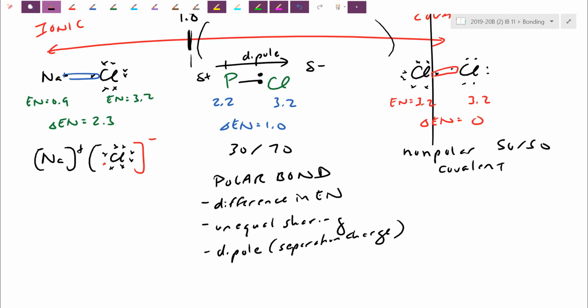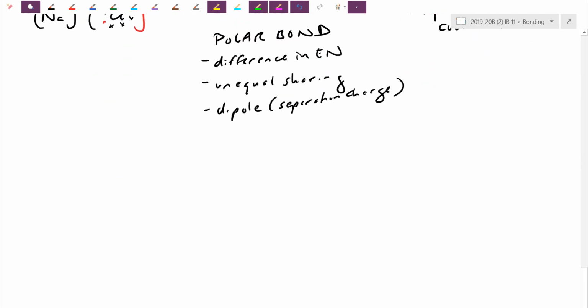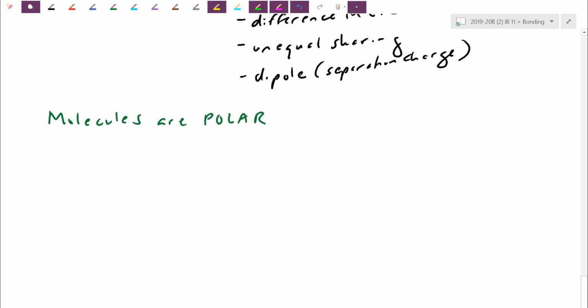We can just make one last extension here. What if I want a molecule to be polar? So for molecules, an entire molecule which has multiple bonds, molecules are polar. This is a simplification, but this is the one that we'll go with. Molecules are polar if you have 2 conditions. The first condition here is, well, we want to have polar bonds. If all my bonds are non-polar, it's hard to be polar.